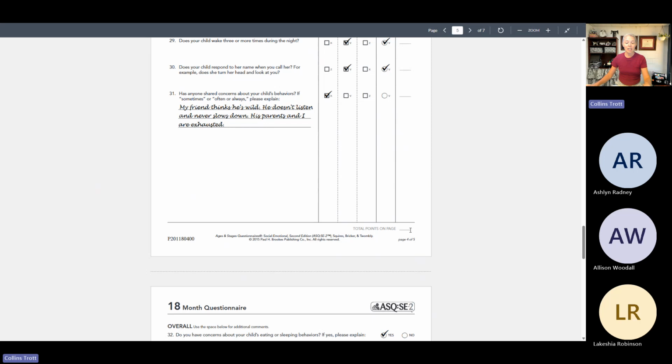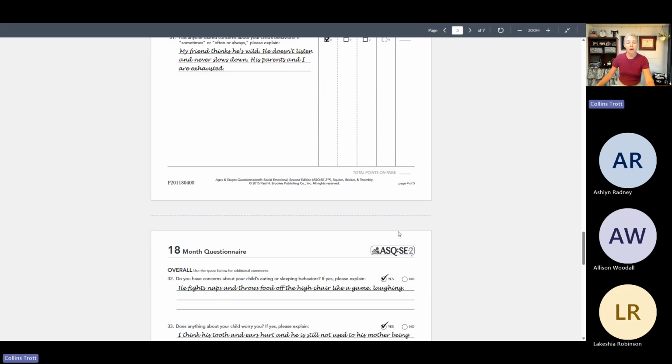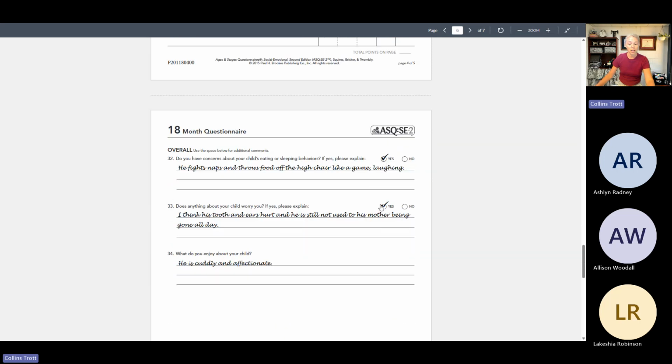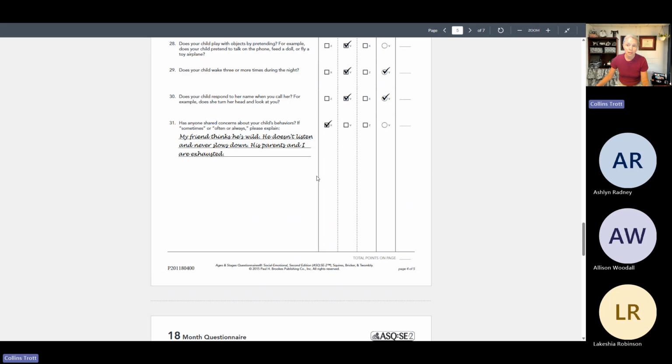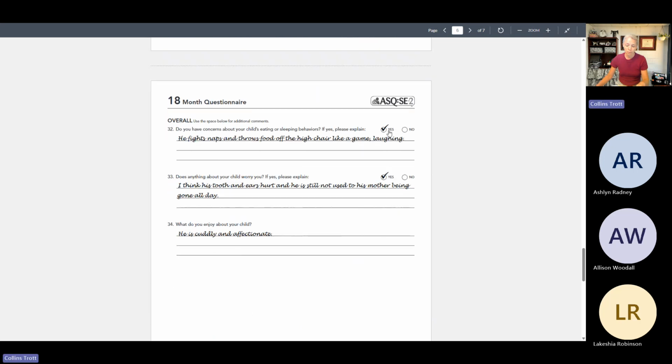And just like in our ASQ, there are chances for parents to write specific things. Let's see. Yes. So I have a yes and anything else about the child.